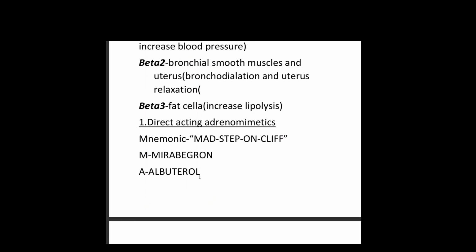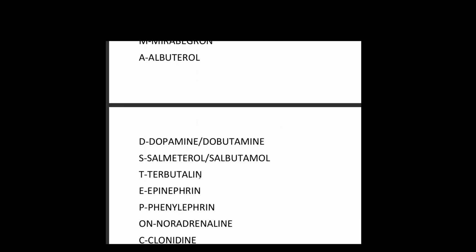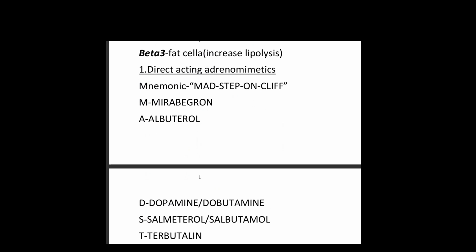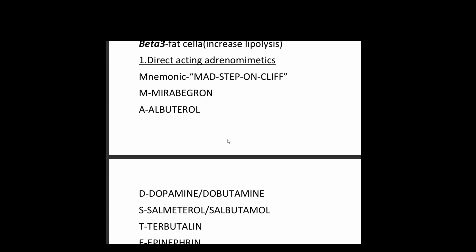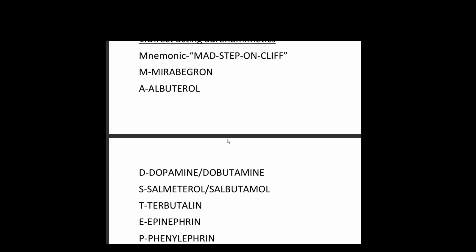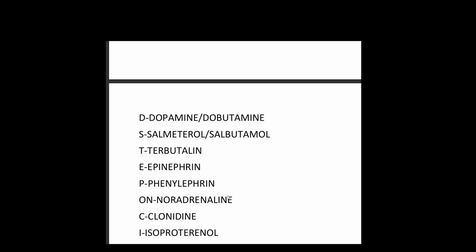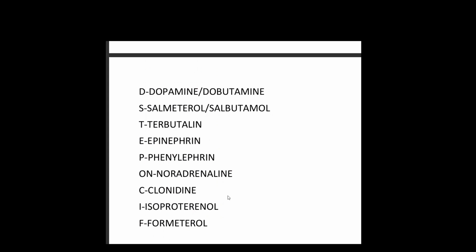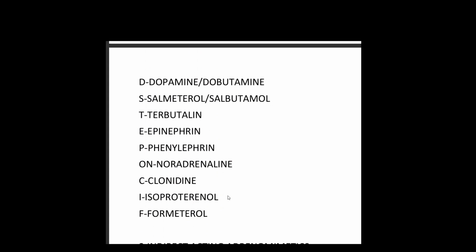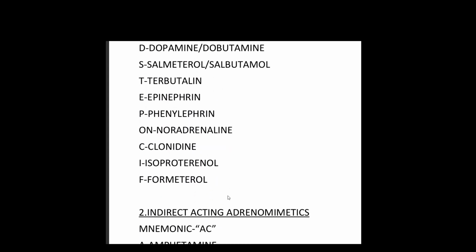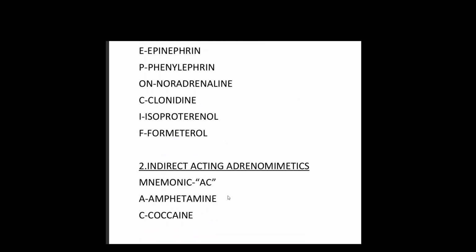So there's a classification: direct acting, indirect acting, and also a mnemonic. Direct acting adrenomimetics. Mnemonic: MAD STEP OCIF. M means mirabegron, A means albuterol, D means dopamine, dobutamine, S means salmeterol, salbutamol, T means terbutaline, E means epinephrine, P means phenylephrine, O means noradrenaline, C means clonidine, I means isoproterenol, F means formoterol.